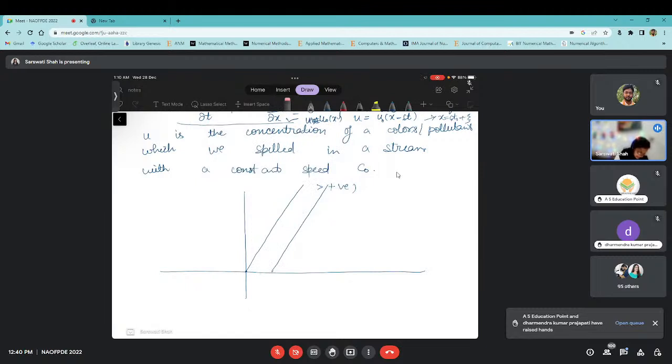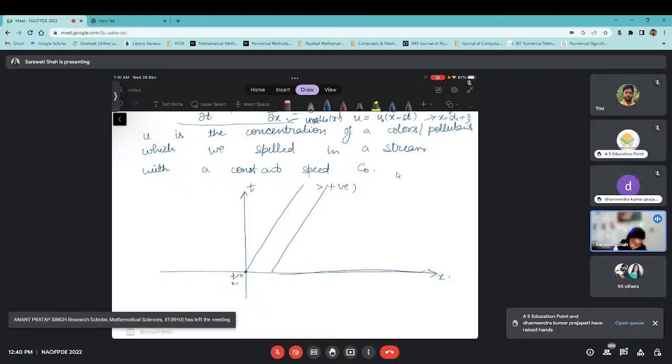So basically, this is the characteristic. This is the line t equals 0. This is the t coordinate. This is x. t equals 0 here, and also x equals 0 here.